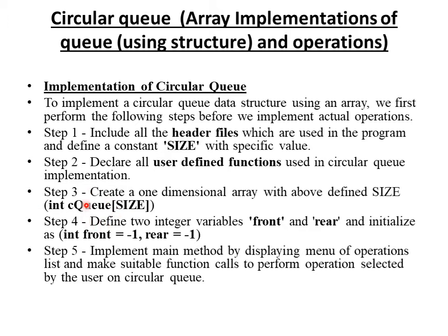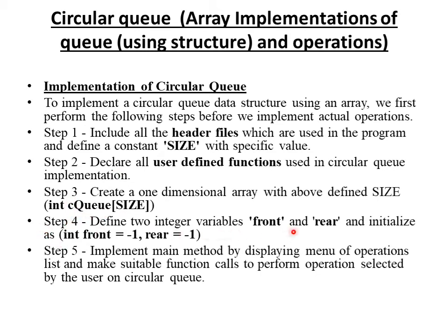Here CQ represents what? Circular queue. If it is not prefixed with C, what does it mean? It is a linear queue. If it is prefixed with D, it means DQ, or double-ended queue. For identification, I am prefixing the names before the queues.